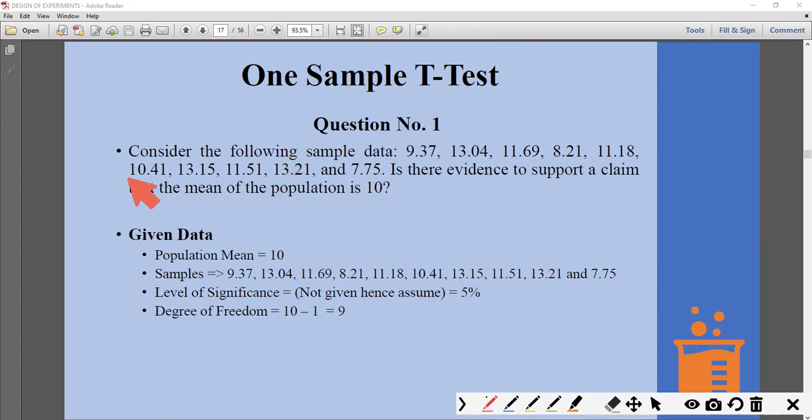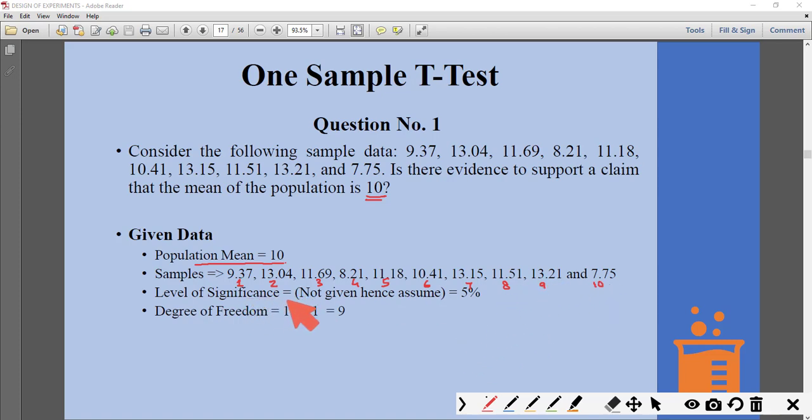Okay, so see in this question, what are they giving us? Consider the following sample data, 9.3, these other values. Is there evidence to support a claim that the mean of the population is 10? Okay, so what have they given us? They have given us that the population mean is 10. These are the different samples. What is the total number of samples? 1, 2, 3, 4, 5, 6, 7, 8, 9 and 10. Okay, there are 10 samples.